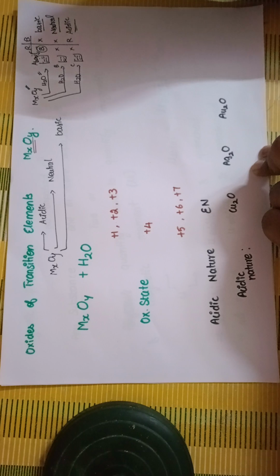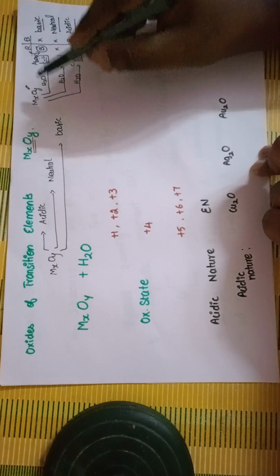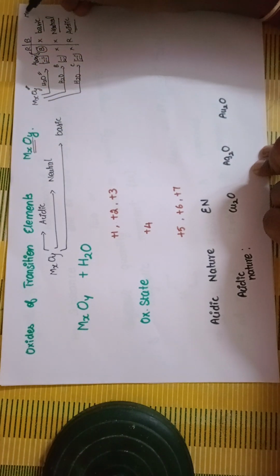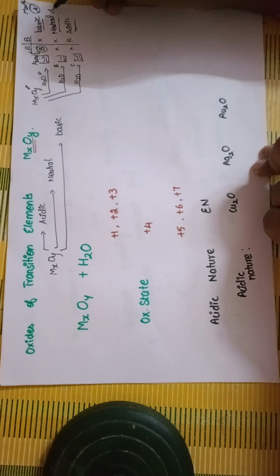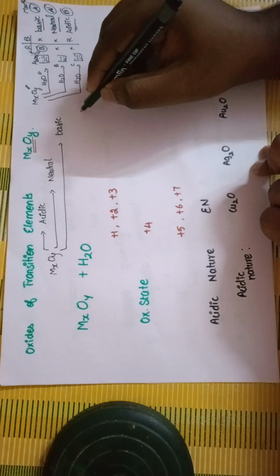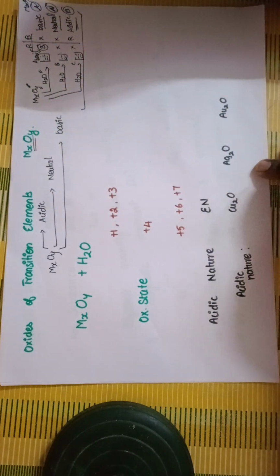What is the inference from this observation? In the first case, the solution is basic, so the metal oxide MxOy is basic in nature. In the second case, it is neutral. In the third case, it produces an acidic solution, so the metal oxide should be acidic in nature. This is what we can do if we are in the lab.